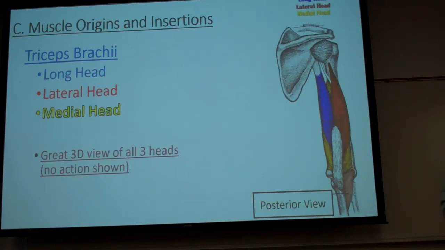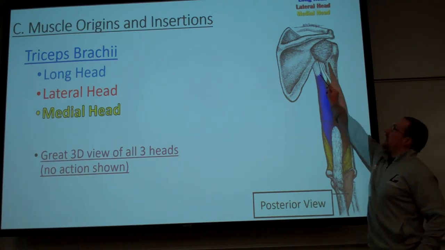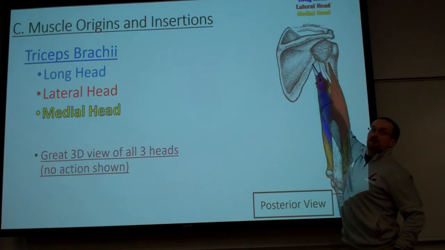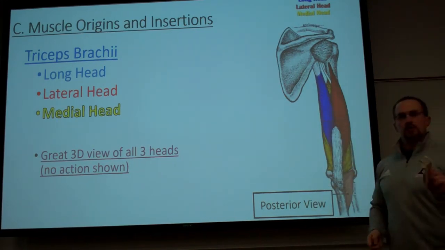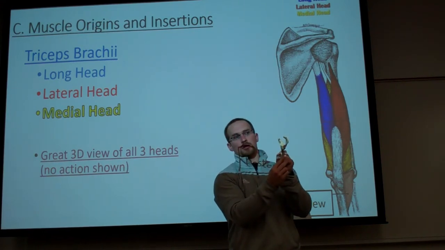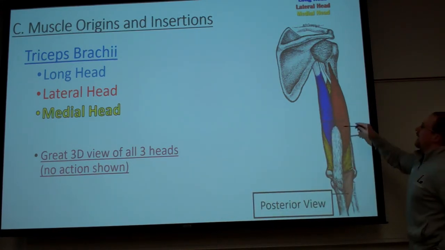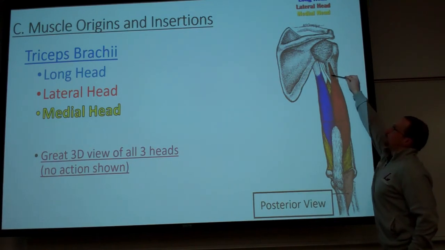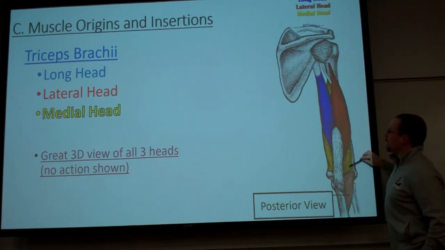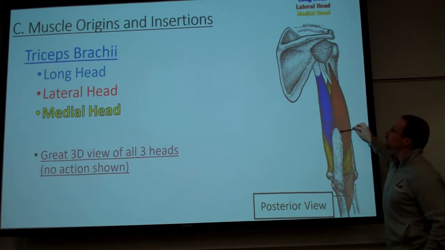Triceps brachii, that's on the back. It's on the posterior side. We got 3 different heads on this. The long head, in blue here, that's going to originate at the infraglenoid tubercle. So again, we got our glenoid cavity, okay, right below. That's our infraglenoid tubercle. That's where it originates. Lateral head originates at the proximal posterior part of the humerus. Medial head is going to be further down, so it originates at the distal part of the humerus.